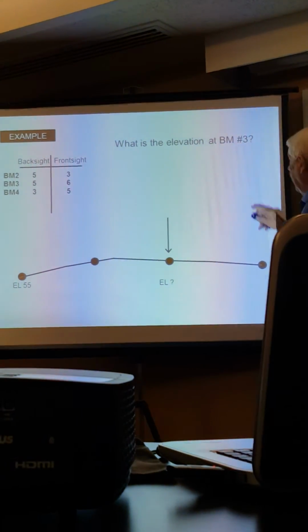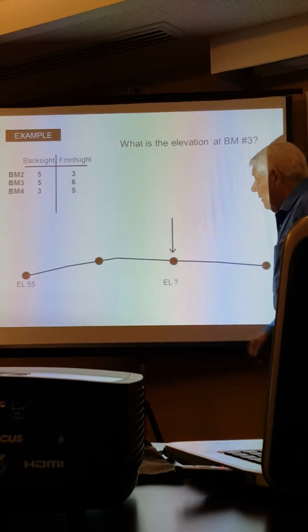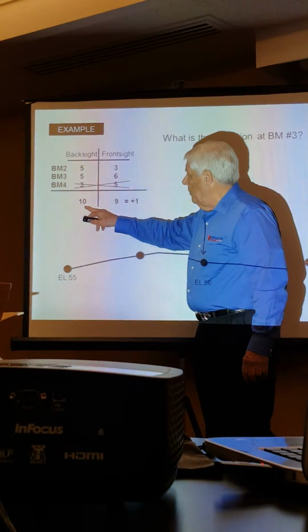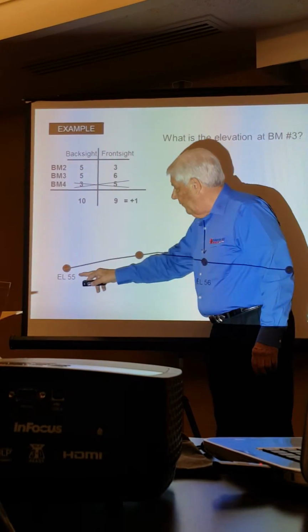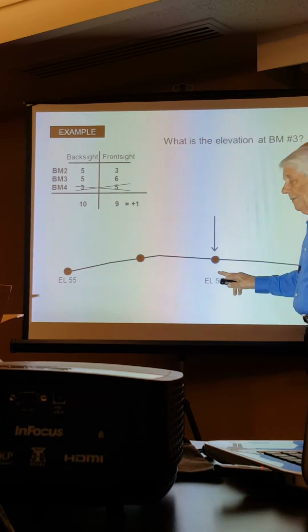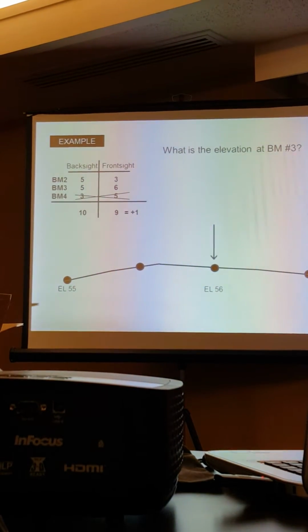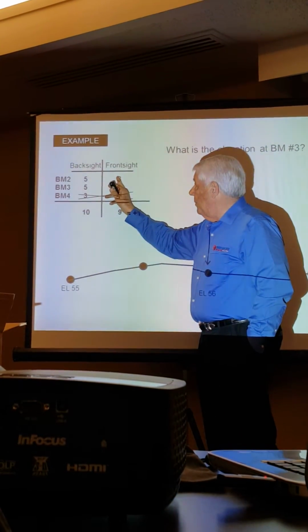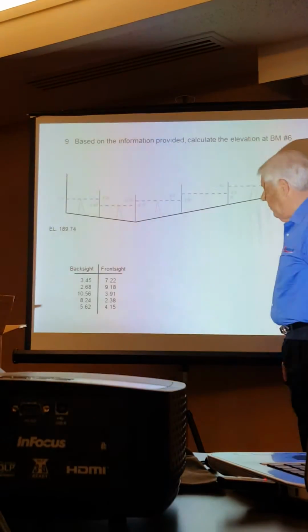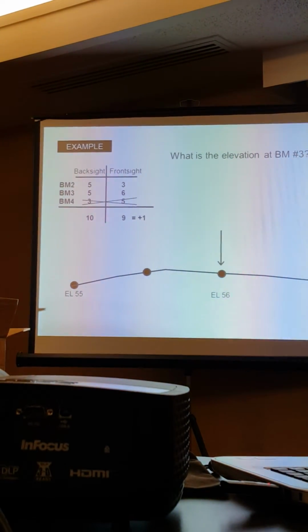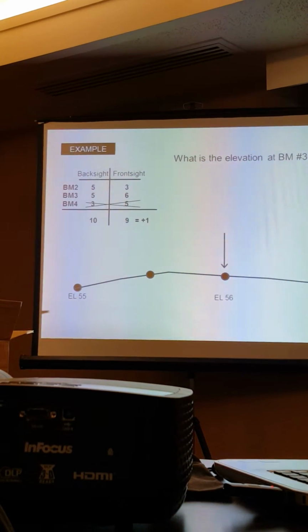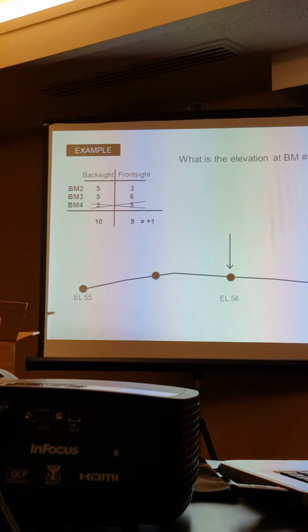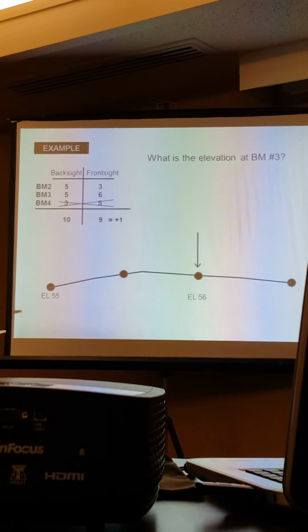For this little example, they want to know what it is at benchmark 3, which is right here. So all you do is draw a line under benchmark 3, and then add that up. 10 minus 9 would be a +1. So 55 plus 1 is 56 at this point. And if you want to know what it was right here, 5 minus 3 is a +2, 57 at that point. I don't have it on there, but anyway, 57. You can read that anywhere along there that you shot.